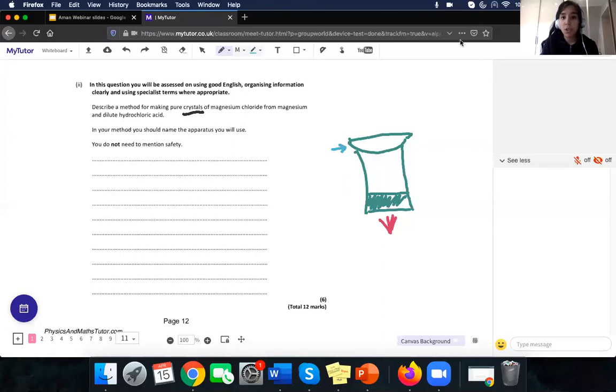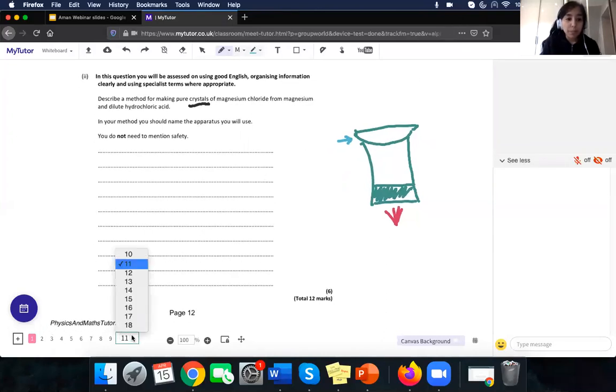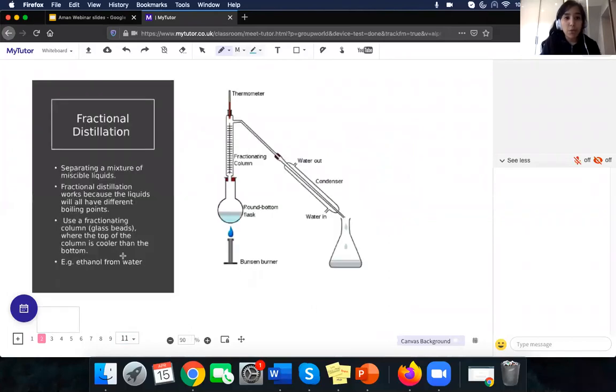So starting with filtration and then the crystallization. Really, really well done, everyone. Okay. So now let's move on to fractional distillation. So we looked at simple distillation yesterday, and now we're going to look at fractional distillation, specifically with ethanol and water. So there are two examples that all the exam boards want you to know with fractional distillation.